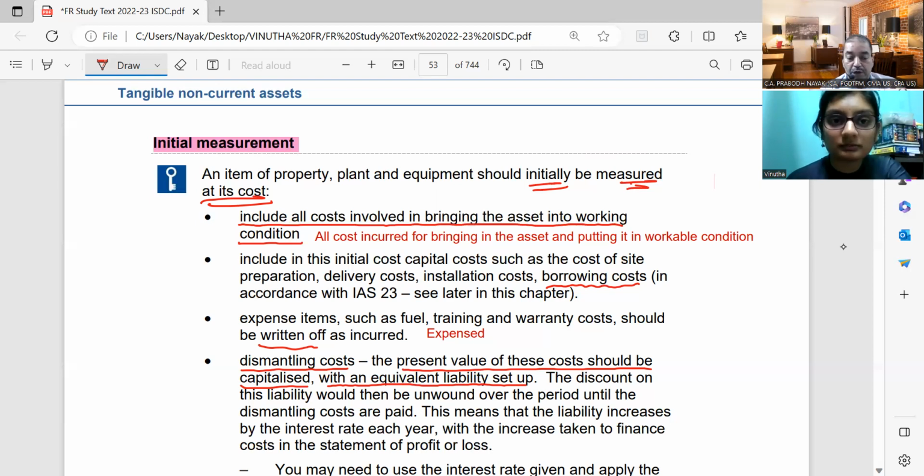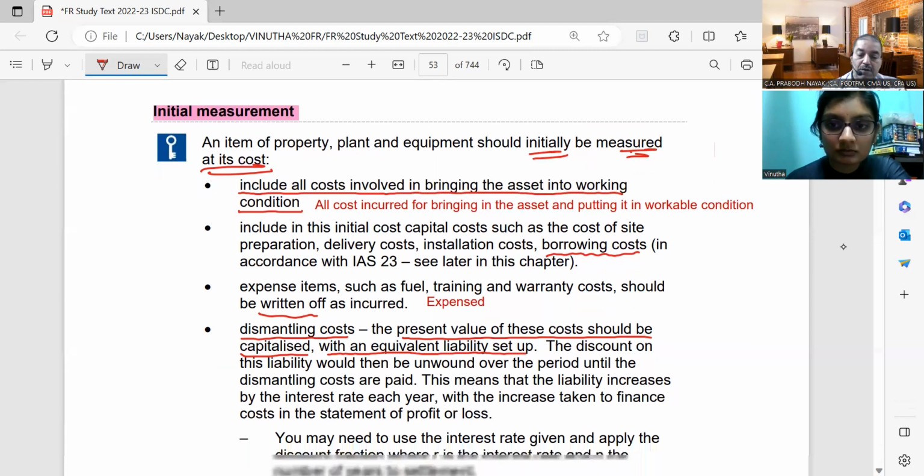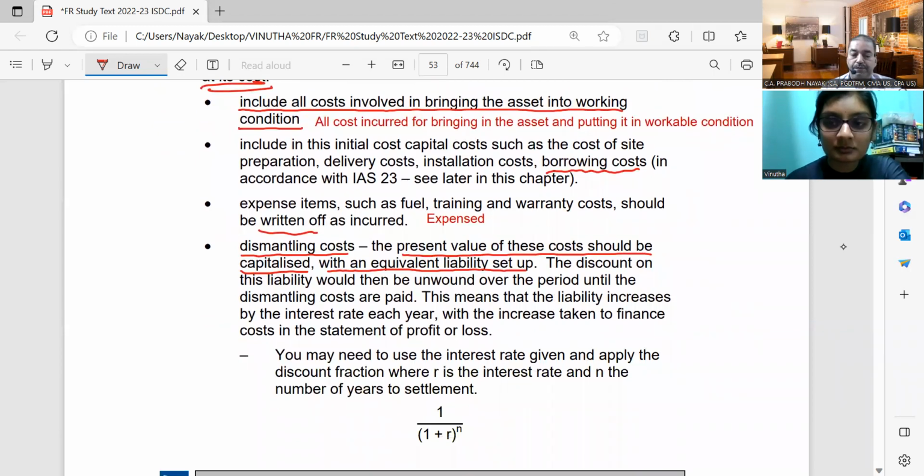Okay. So dismantling cost, see what I've underlined. Present value of this cost should be capitalized with an equivalent liability set up. The discount on this liability would then be unwound over the period until the dismantling costs are paid. So first, what you are going to do is add the present value of dismantling cost to the asset side, and the corresponding liability will have the dismantling cost. Now the asset side figure is going to be depreciated every year. Liability side figure will go on increasing every year with the amount of interest. Because we have discounted now.